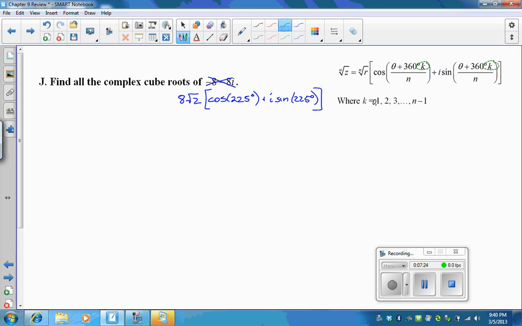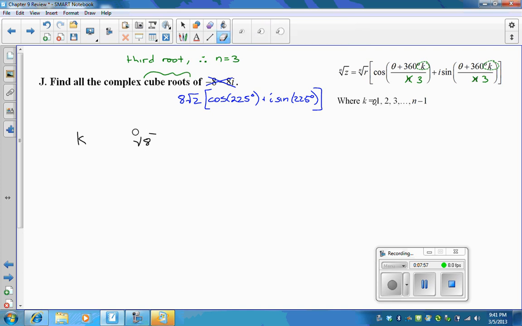I do know that since this is the cube root, that's the third root. If it was the square root, that would be the second root. And since it's the third root, we know that n is equal to 3. So in this formula, we're going to take out n, and we'll plug in 3. So I create a table where I have different values of k, and then I know that my answer is going to be the third root of r, which I know r is a root 2.